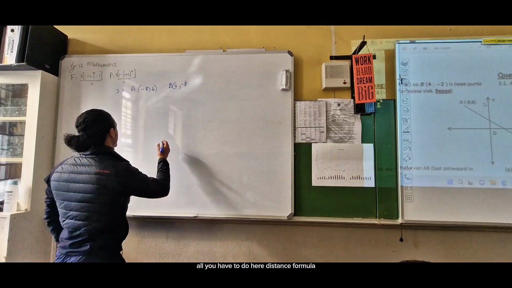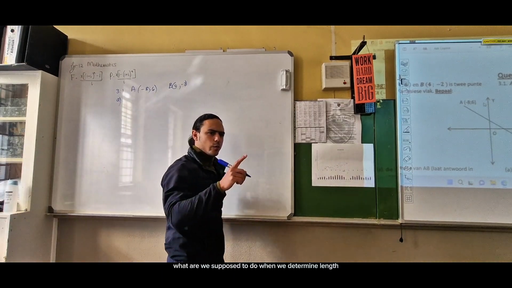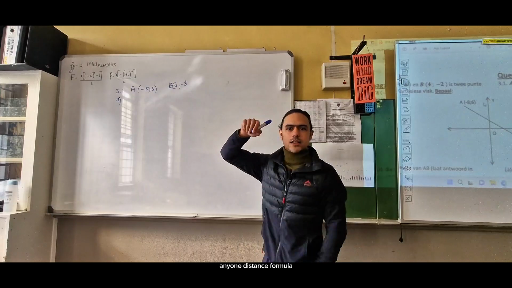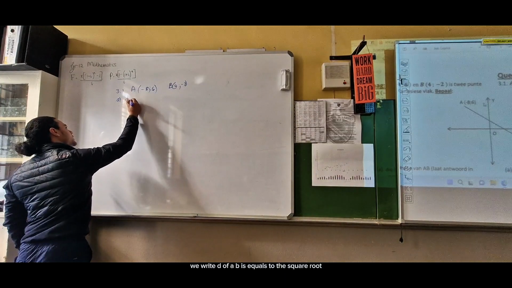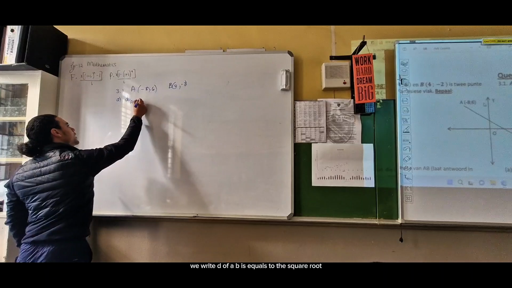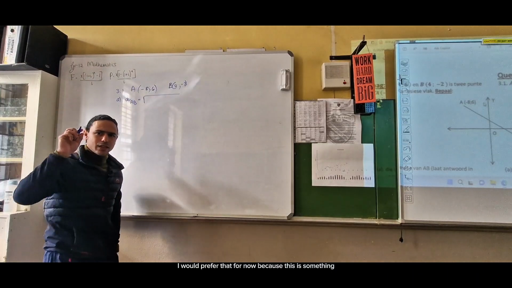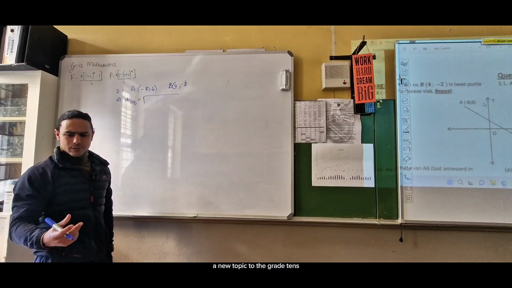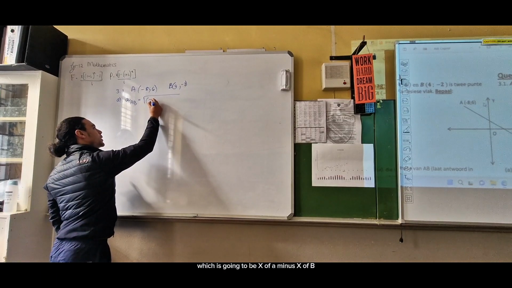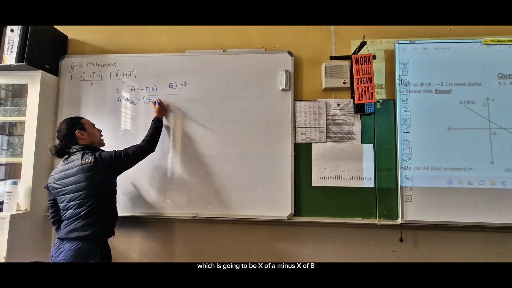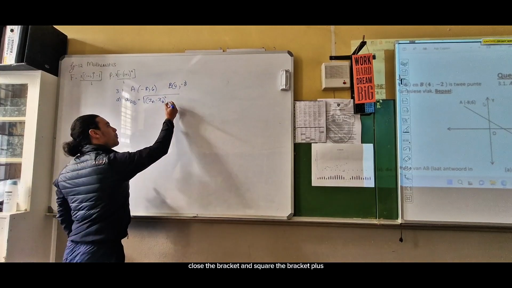All you have to do here is use the distance formula. This is number A. What are we supposed to do when we determine length? Anyone? Distance formula. What is the symbol for the distance formula? D. So we write D of AB is equal to the square root. I would prefer that for now because this is a new topic to the grade 10s, sitting with me and working with me. I would say write down your formula, which is going to be x of A minus x of B, close the bracket and square the bracket, plus.